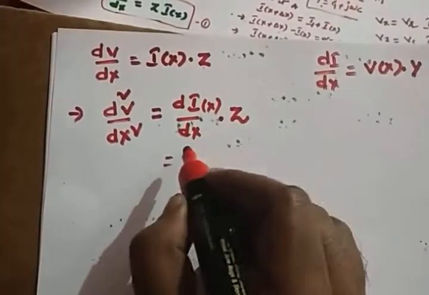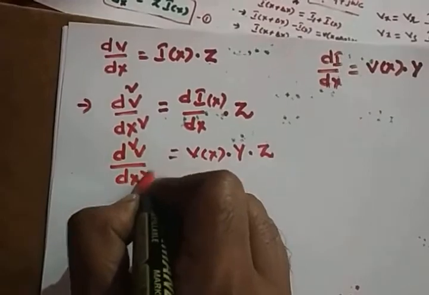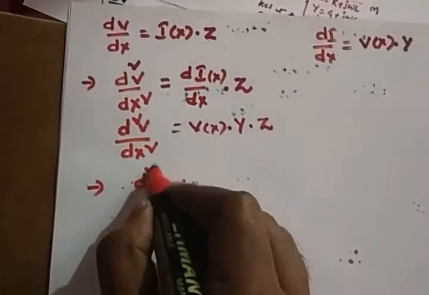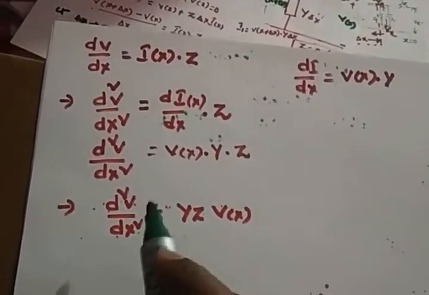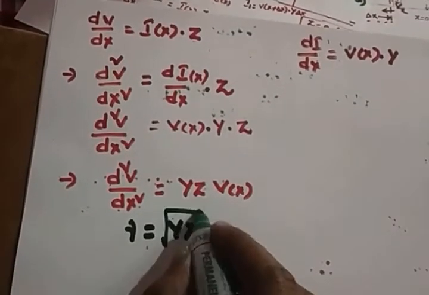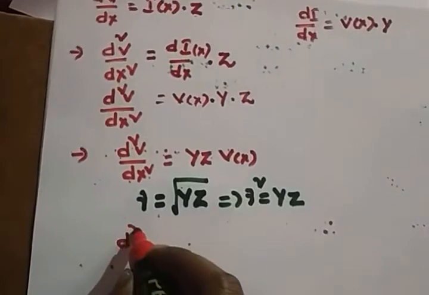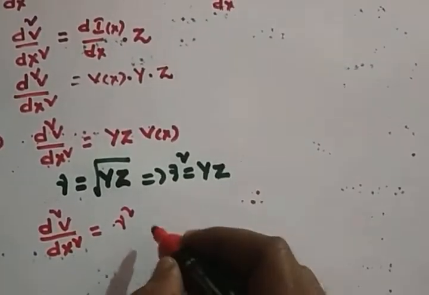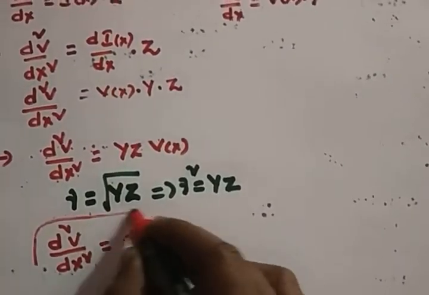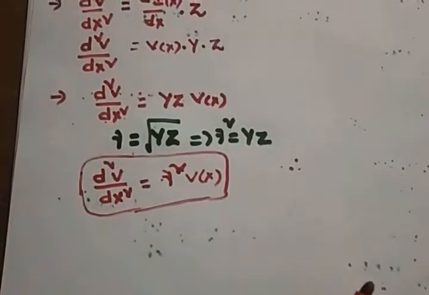So what is dI by dx? From this you write V of x into y into z. So d square V by dx square is equal to yz V of x. You know gamma is equal to square root of yz, so gamma square is equal to yz. You just apply gamma square there. Then d square V by dx square is equal to gamma square V of x, in terms of gamma.